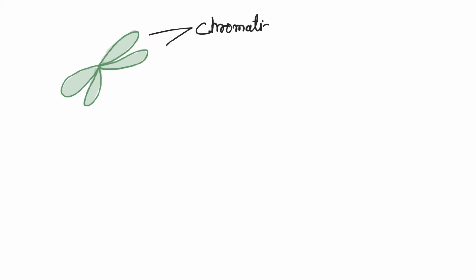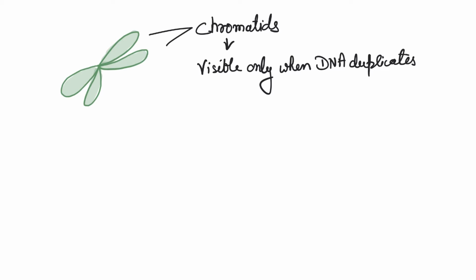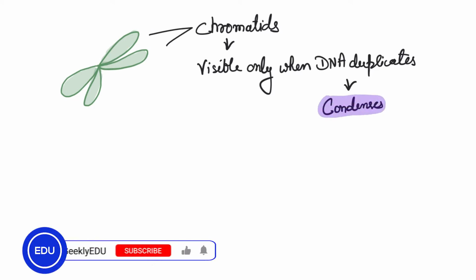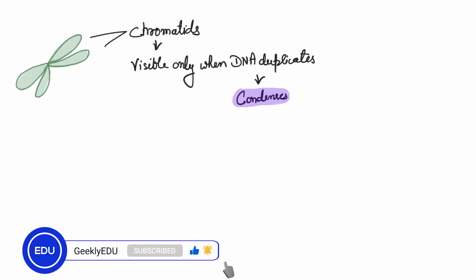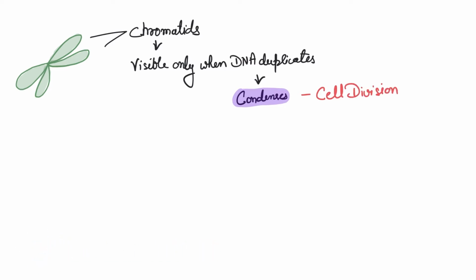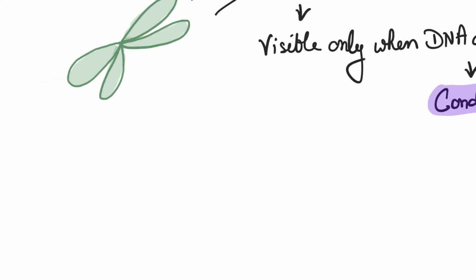So guys, these two things are chromatids, and your chromosomes duplicate themselves as two chromatids, and this is visible only when the DNA is duplicating. That means the cell has undergone or is about to undergo division and it duplicates its DNA and it condenses to form this butterfly shaped structure. This happens only during cell division. So this is when you see chromatids. And what are chromatids? Just the condensed form of the DNA.